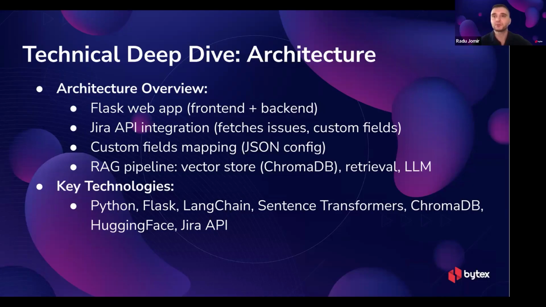We use ChromaDB as our vector store for efficient similarity search and LangChain to orchestrate the retrieval and generation process. The tech stack is modern and well-supported. It's Python, Flask, LangChain for orchestration, sentence transformers, ChromaDB for vector storage, and the Jira API itself. Everything is designed to be modular and extensible.